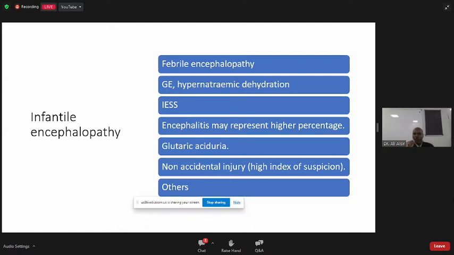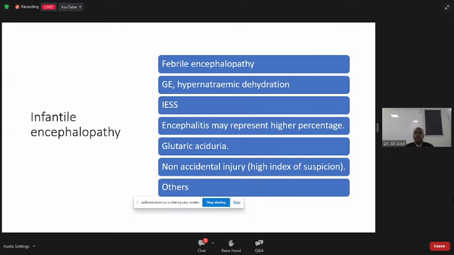Febrile encephalopathy is very important. Also, epileptic encephalopathy is very important, as Dr. Abdullah already alluded, Dravet syndrome has to be considered for any atypical prolonged febrile seizures as a cause of encephalopathy in the early infantile period.